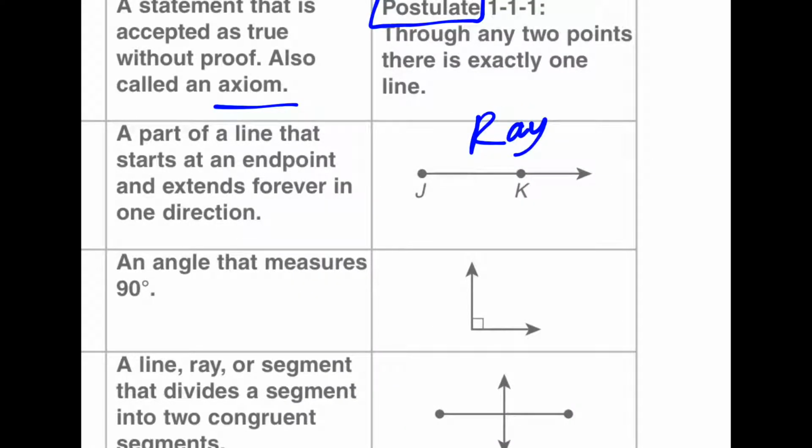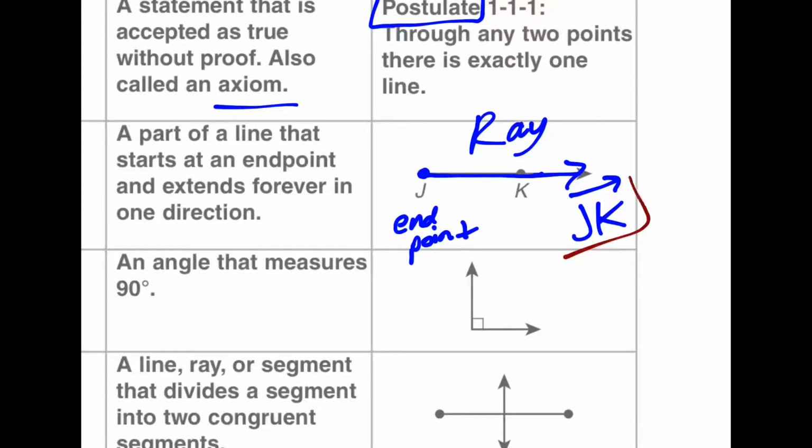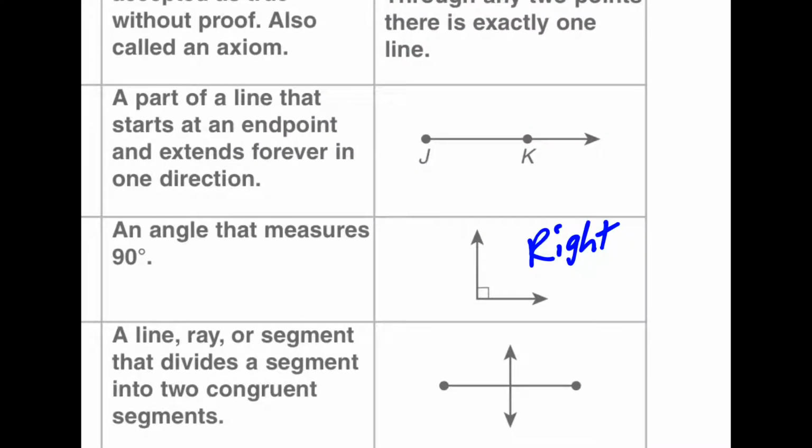A ray is a part of a line that starts at an endpoint and extends forever in one direction. Here J is considered the endpoint. If we wanted to label it, we would do it like this: ray JK. An angle that measures 90 degrees is a right angle.